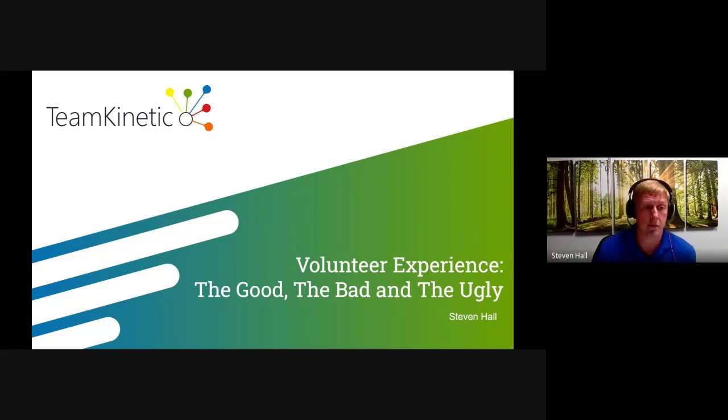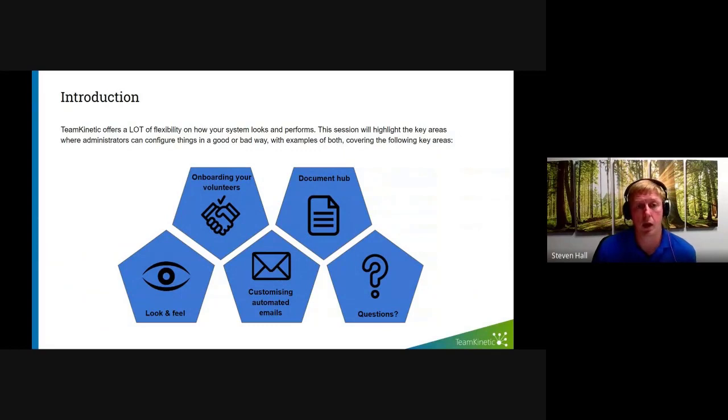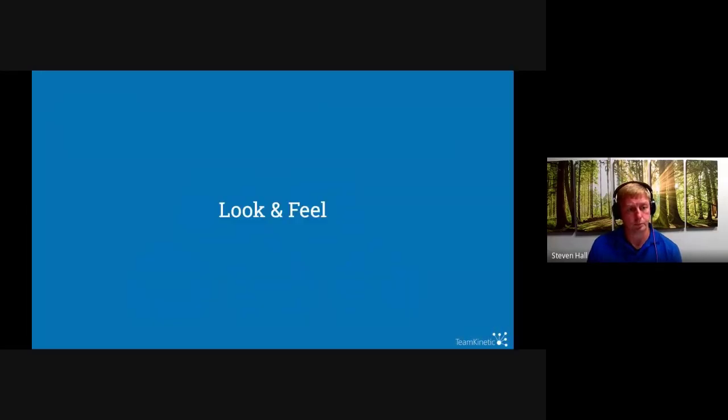Okay, so the areas we're going to be covering are these areas here. So we have, basically, look and feel of the site, customizing the emails, document hub, and then we've got some questions at the end. And there's a second one that I can't quite see here, which is a bit annoying. Oh, onboarding your volunteers, that's right. Okay, so on to the next one. So first of all, we're going to look at the look and feel of the site.